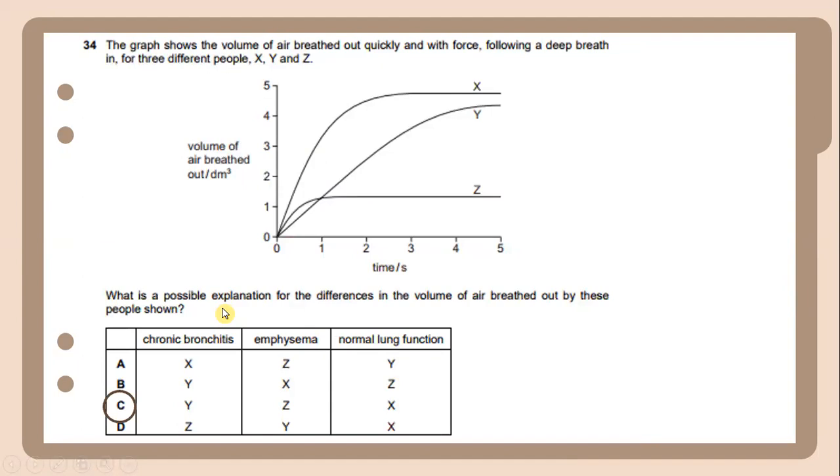The graph shows the volume of air breathed out quickly and with force following a deep breath in for 3 different people, X, Y, Z. What is a possible explanation for the differences in the volume of air breathed out by these people? The answer will be C.